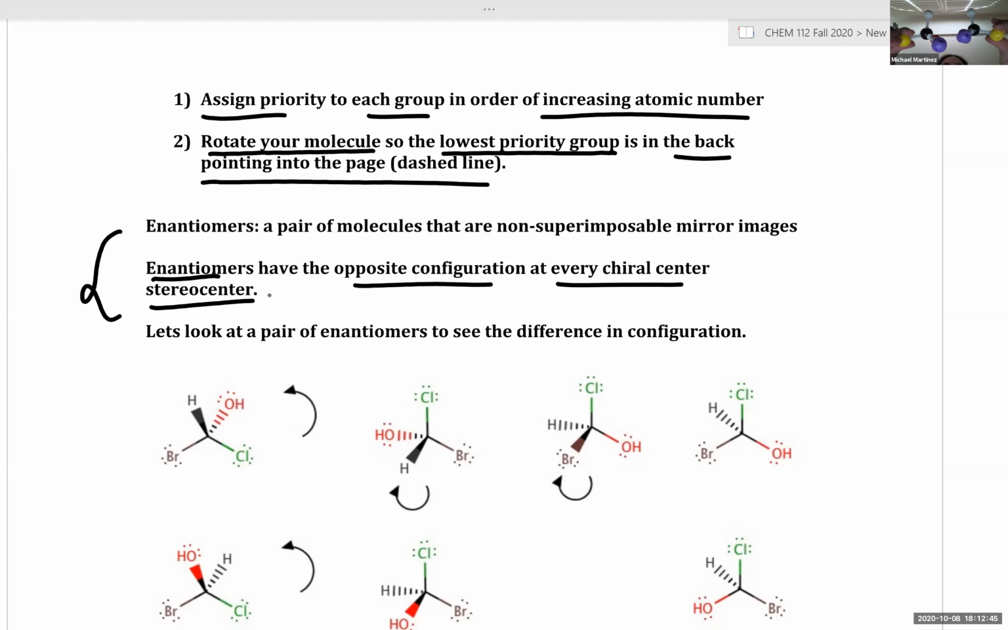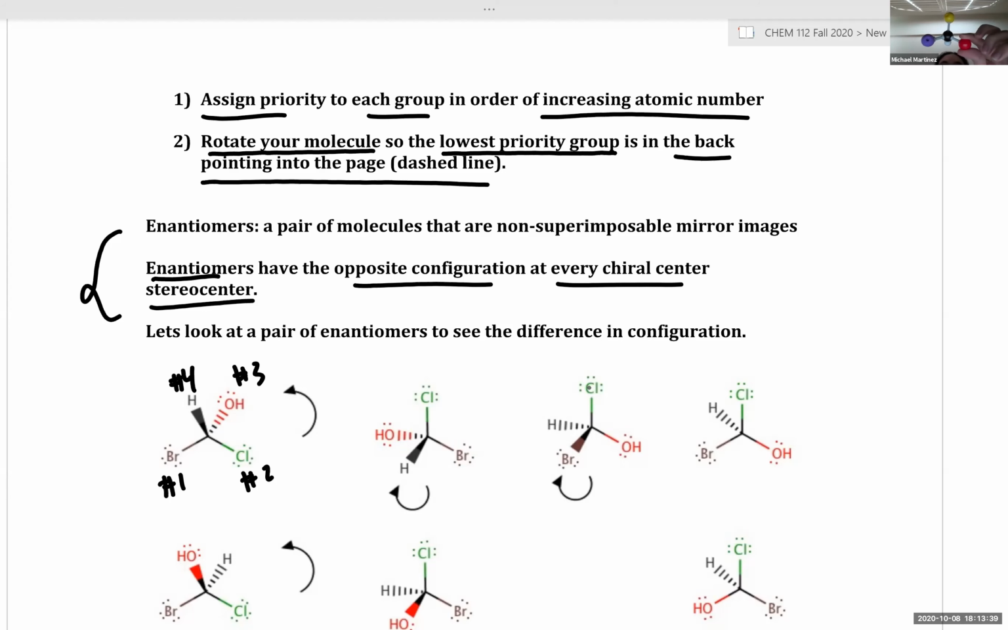Okay, so let's start with this structure, okay? So in terms of arrangement, we see our hydrogen is our lowest priority, our bromine is the highest, our chlorine is second highest, and our oxygen is third highest. So what we're going to do is rotate this molecule so our lowest priority group is in the back. Okay, so to do this, I'm going to bring my chlorine up. Okay, so I brought my chlorine up. And now I'm going to rotate my molecule so my hydrogen is in the back.